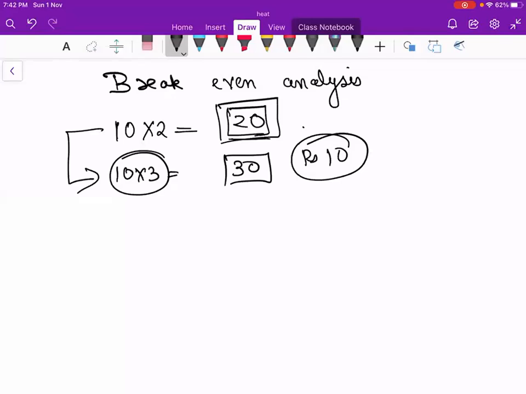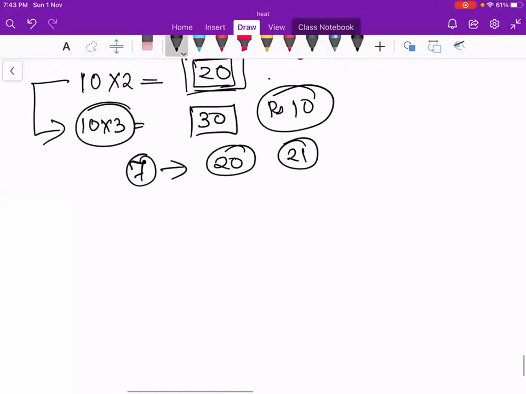Okay, after selling the fourth chocolate, you will be getting your 20 rupees back approximately. Sorry, not 20, I made a mistake. After selling the seventh chocolate, you will be getting 20 rupees back. So it is approximately 21, but I am telling it is 20.